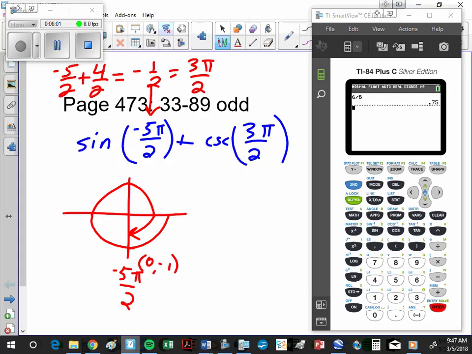Well, it doesn't matter. All we care about is finding where we stop. So if you graph negative 5 pi over 2, you end up on the negative y-axis. If you graph negative 1 pi over 2, you land in the same place. If you graph this, you land in the same place. So it's just whatever method you prefer to figure out where you stop is what you're going to do.